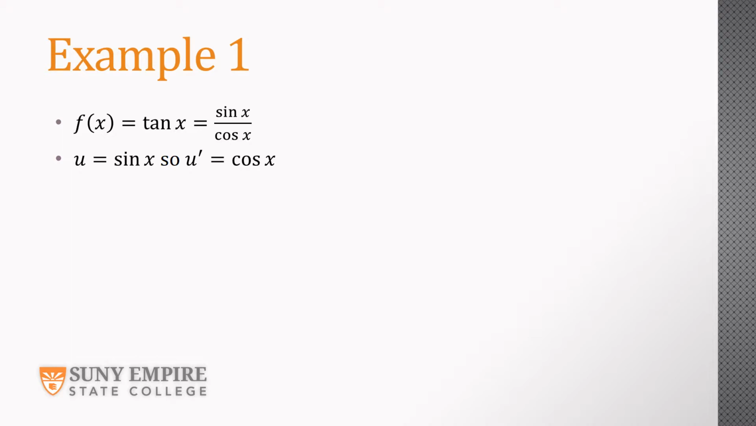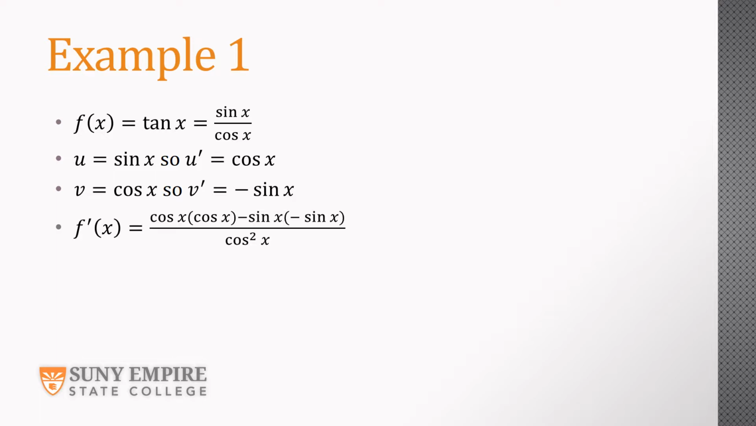The function in the numerator u is the sine of x. The derivative u prime is the cosine of x. The function in the denominator v is the cosine of x. The derivative v prime is negative sine of x. Plugging into the formula, we have the quantity cosine of x multiplied by the cosine of x minus sine x multiplied by negative sine x, all divided by the cosine of x squared.